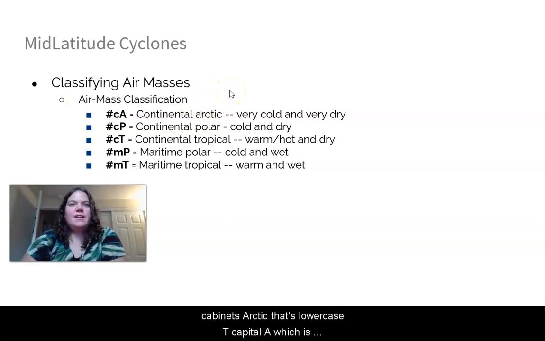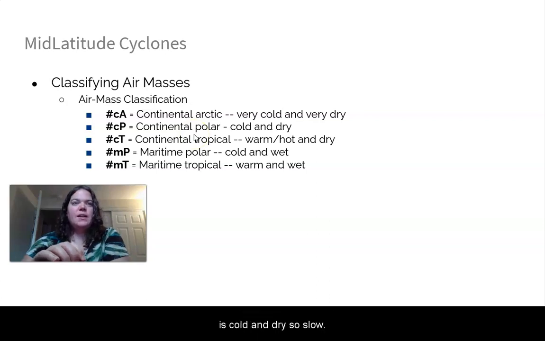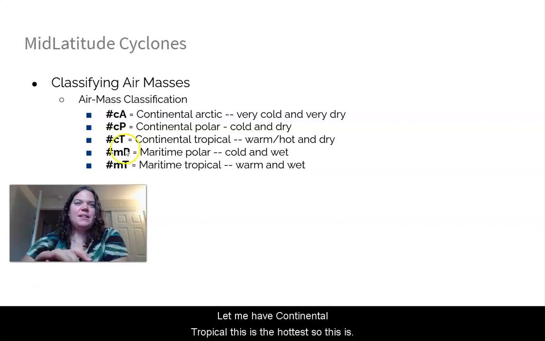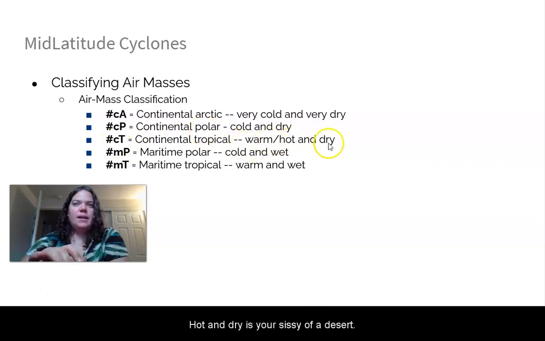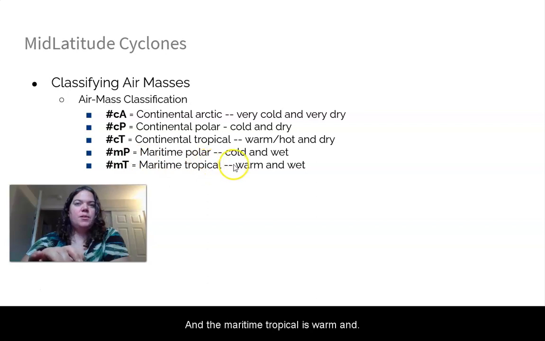So we have Continental Arctic, that's lowercase c, capital A, which is very cold and very dry. It is the coldest on the planet. Then we have lowercase c, capital P, which is Continental Polar. This is cold and dry, so it's a little bit warmer than the other one. Then we have Continental Tropical. This is the hottest, so this is hot and dry. So these are associated with deserts. And then Maritime Polar is little m, big P. This is cold and wet. And then Maritime Tropical is warm and wet. So it's little m, big T.